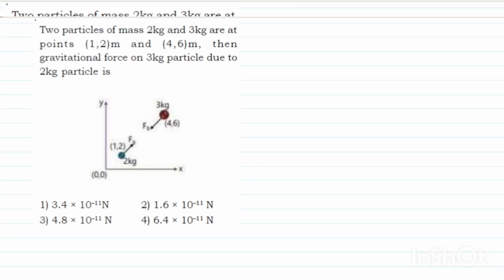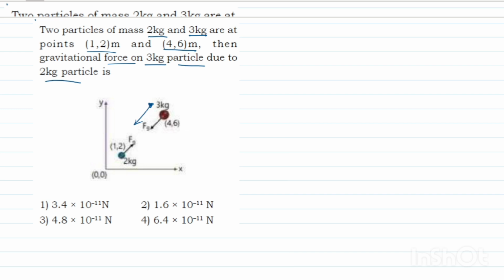Let us take the next question. The next question says the two particles of masses 2 kg and 3 kg are at the points 1, 2 meter and 4, 6 meters. Position vectors of the two particles are given. Then we need the gravitational force on the 3 kg particle due to the 2 kg particle. So we need to calculate the force on this 3 kg particle. This will be attracted by the 2 kg mass along this direction.